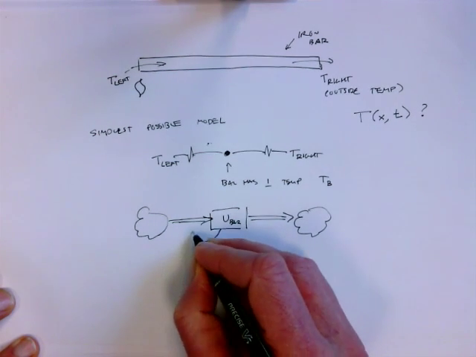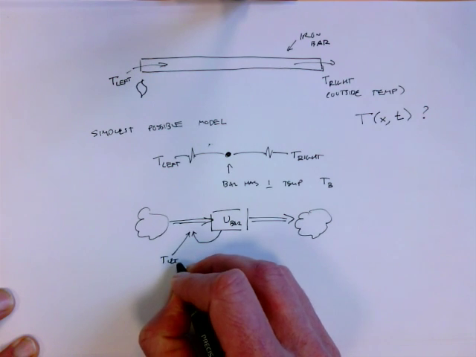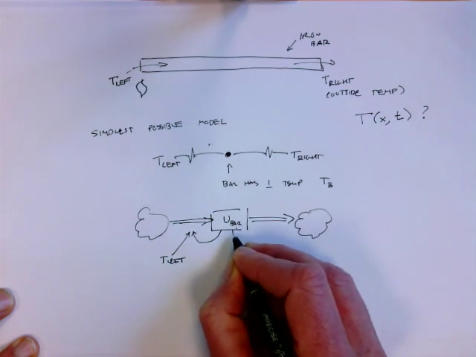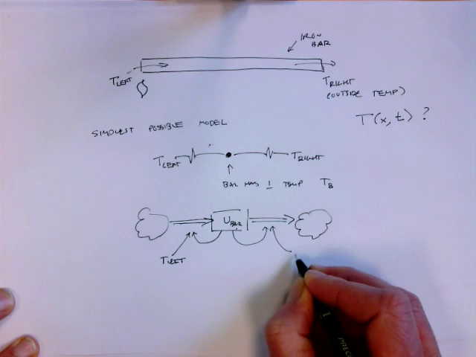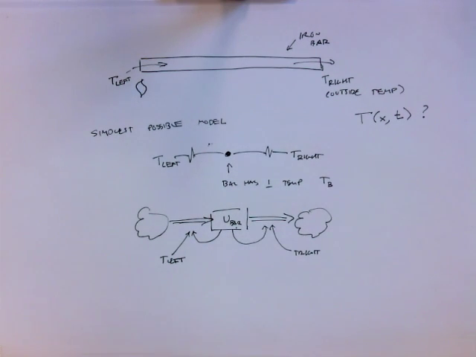And the energy in the bar will change over time in a way that depends on what T left is. It will depend on what the current energy of the bar is, and it will also depend on what T right is. So that's another way of representing this idea purely qualitatively.